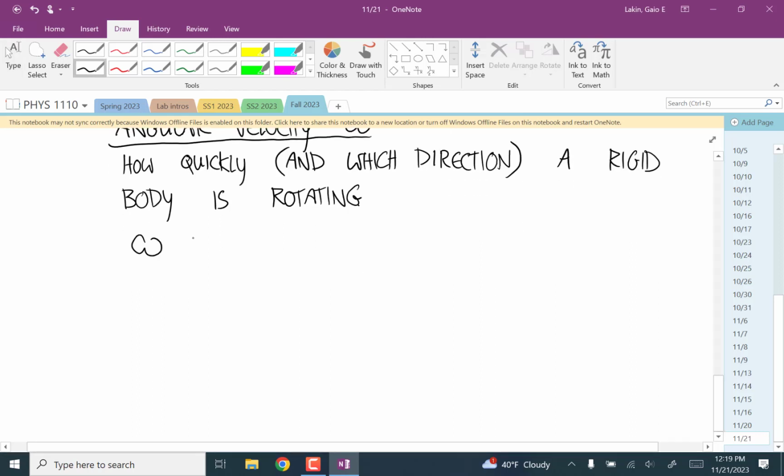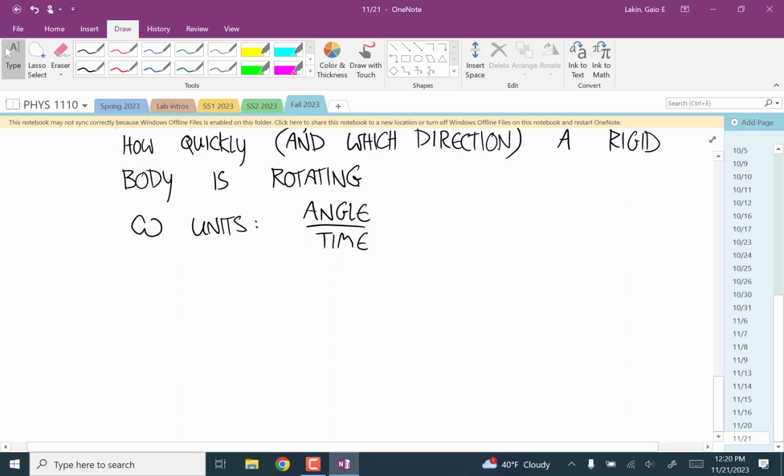The units of angular velocity are angle divided by time. So you could imagine doing this in degrees or in numbers of full revolutions or in radians. It turns out that radians are going to be the most useful. The SI units that we're going to use for this, the ones that we're going to see almost all the time, are radians per second.